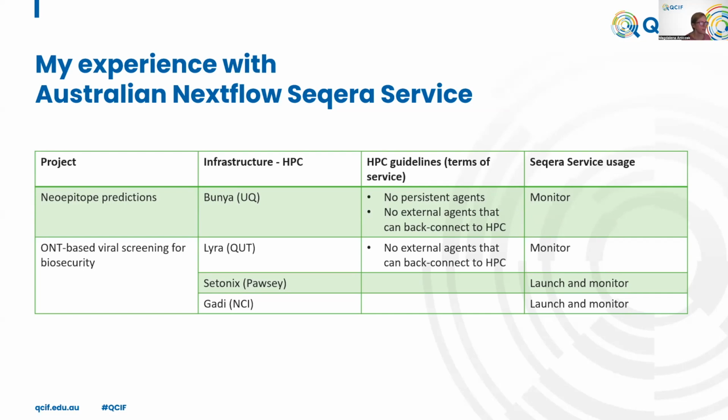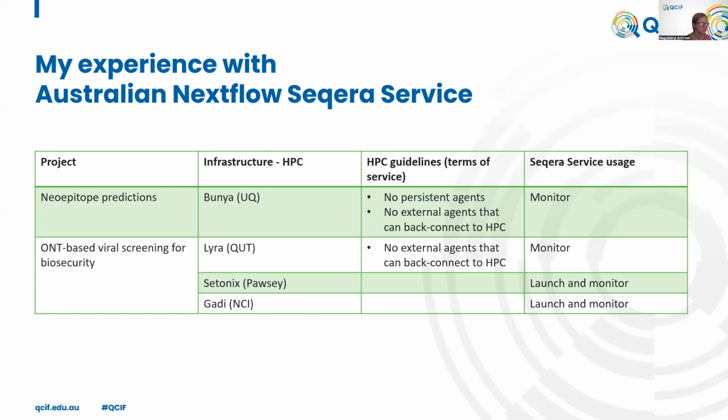The way I use Seqera Service in each of these HPCs is a little bit different. On some of them, I can launch and monitor the pipeline. On Cetonix and Gadi, I can use the full functionality of the Seqera service. However, on Banya and Lyra, I can only monitor the execution of the pipeline because of some strict rules, guidelines, terms of service that these HPCs have.